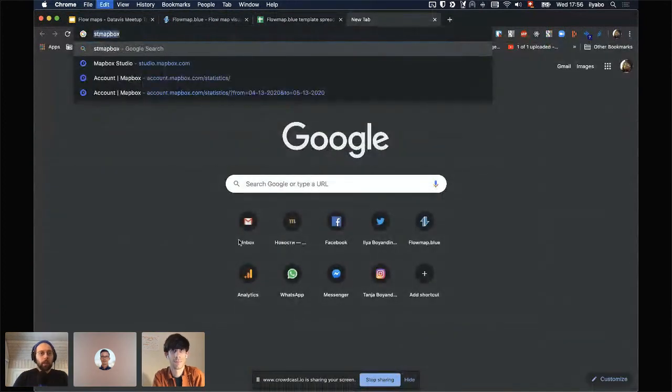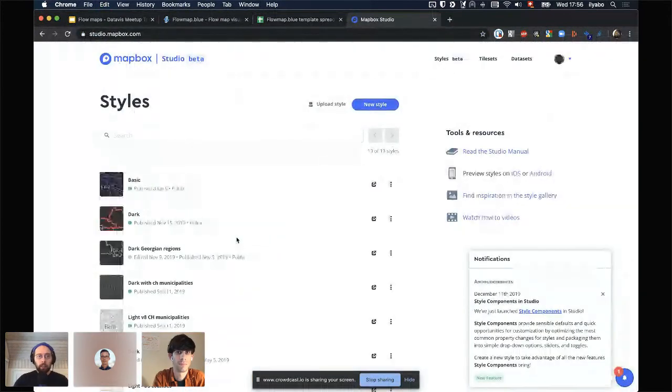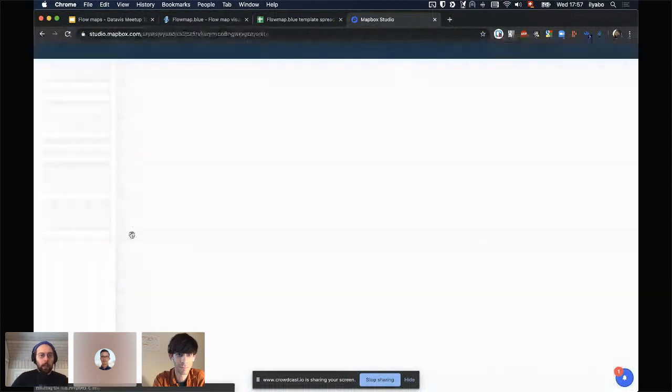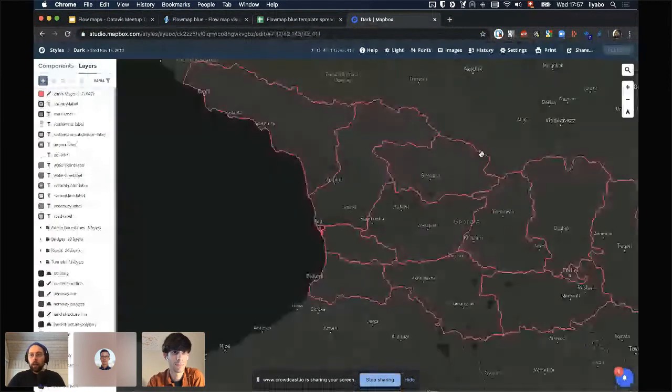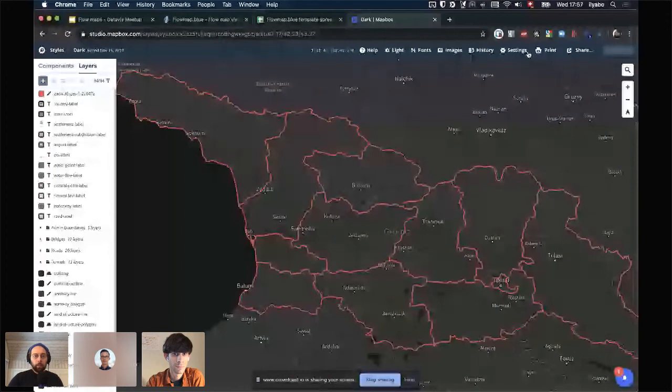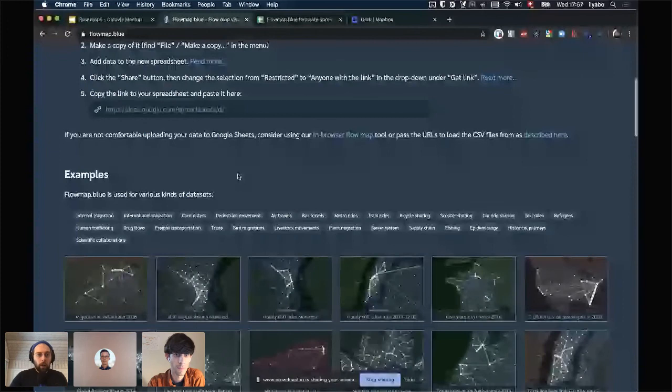Mapbox has this fantastic studio for designing your own map styles, and you can do many things. You can also upload your data on it. Like here, for instance, I uploaded some shapes. Then I can share the URL. You copy the style URL, you paste it here, and then it will appear in Flowmap Blue.